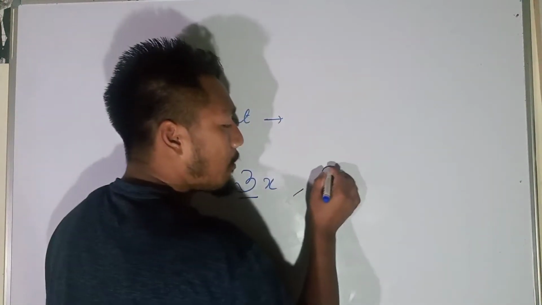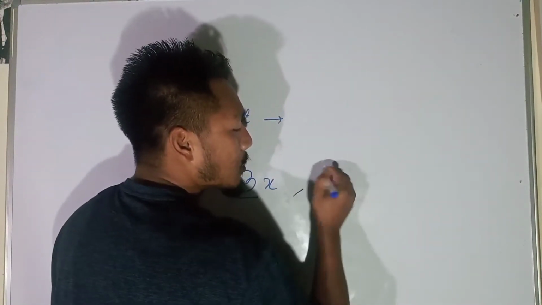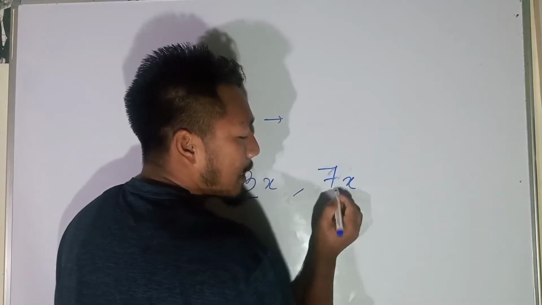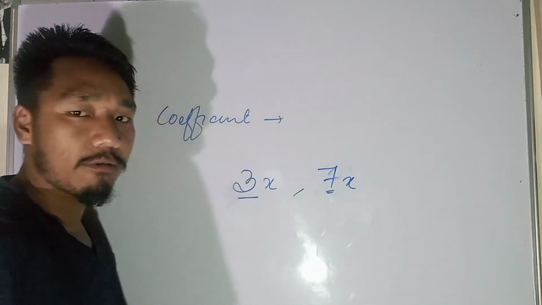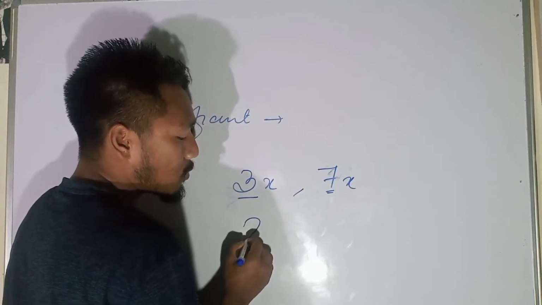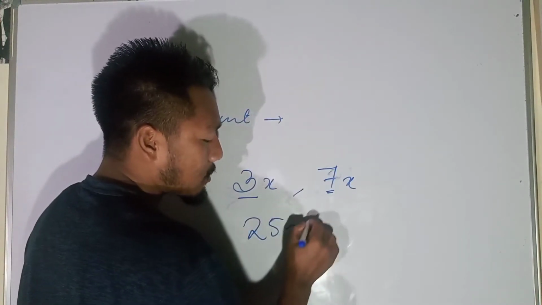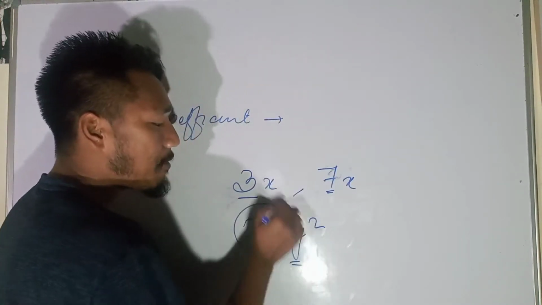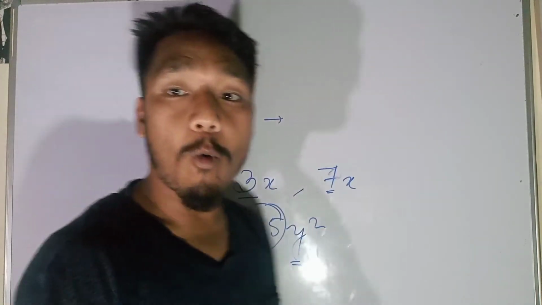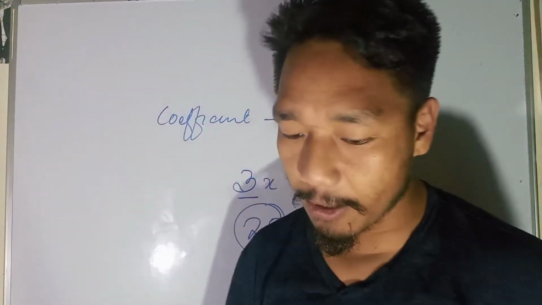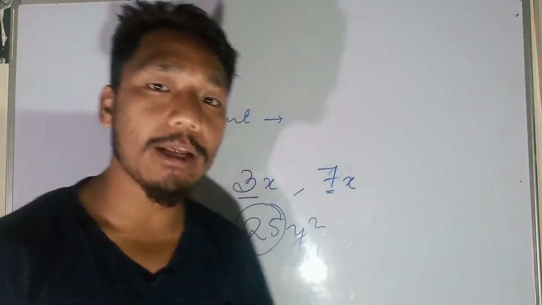Okay, if I talk about 7x, this 7 is the coefficient of x. Now 25y squared: 25 is the coefficient of y squared. So that is what we have learned in the previous topic.